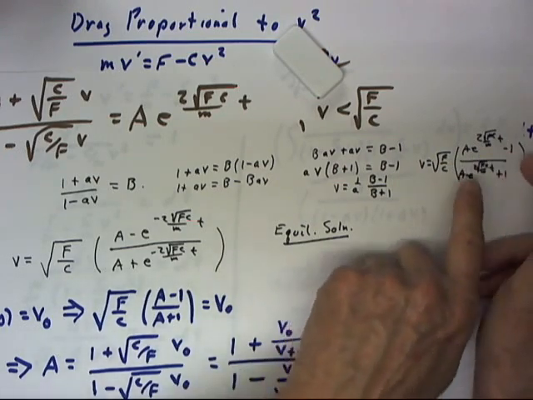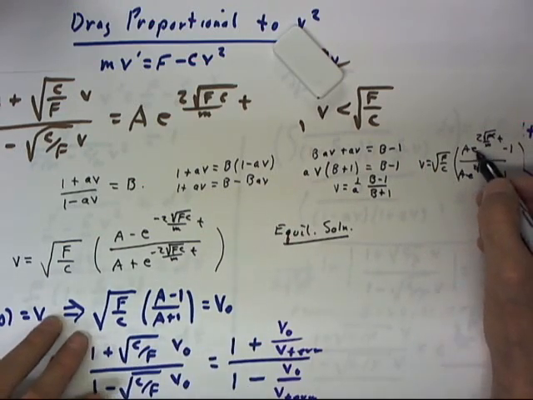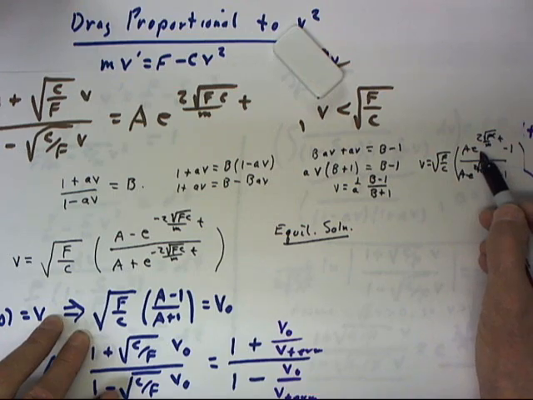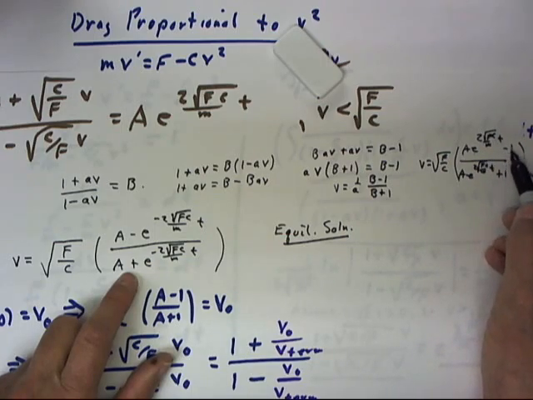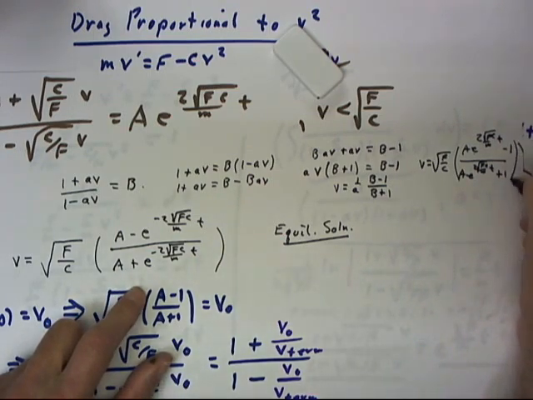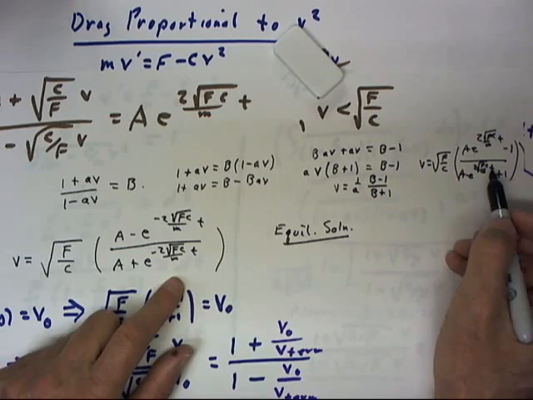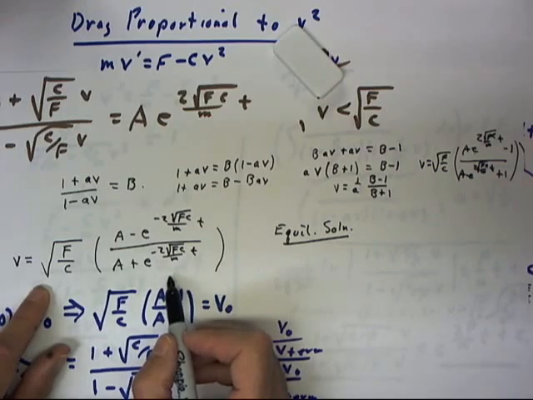But the thing I'm going to do to get down to this form is simply divide both numerator and denominator by e to the 2 square root of Fc over m, and that's going to make this term 1, and this term, when divided by this exponent, is going to become e to the negative 2 times the square root of Fc over m t. So by a fairly straightforward rearrangement, not dissimilar to rearrangements we've done with solutions to other equations, our equation ends up in this form.